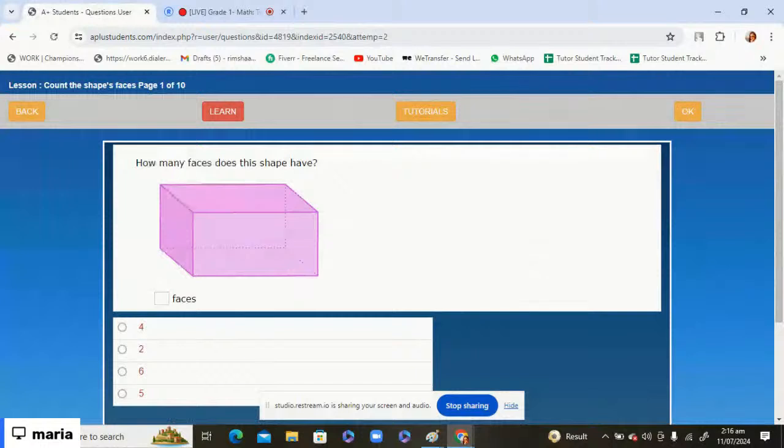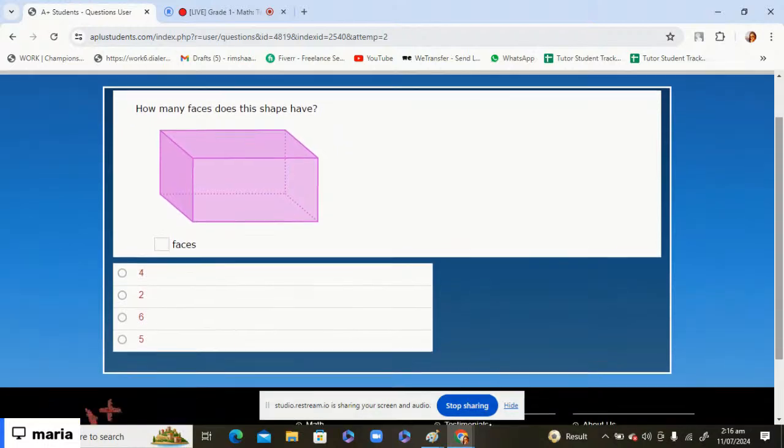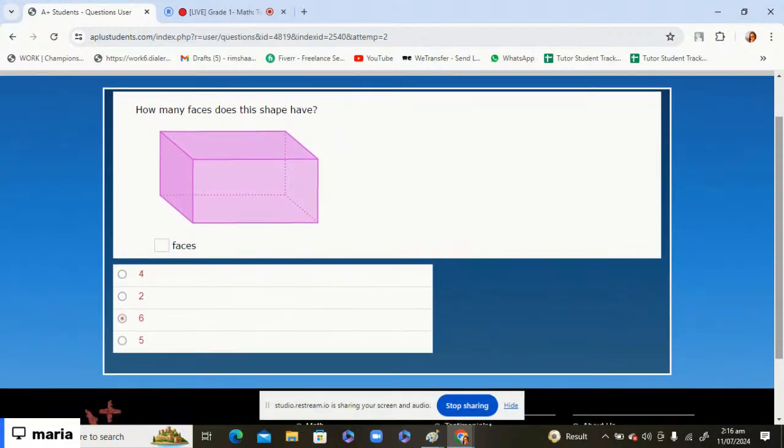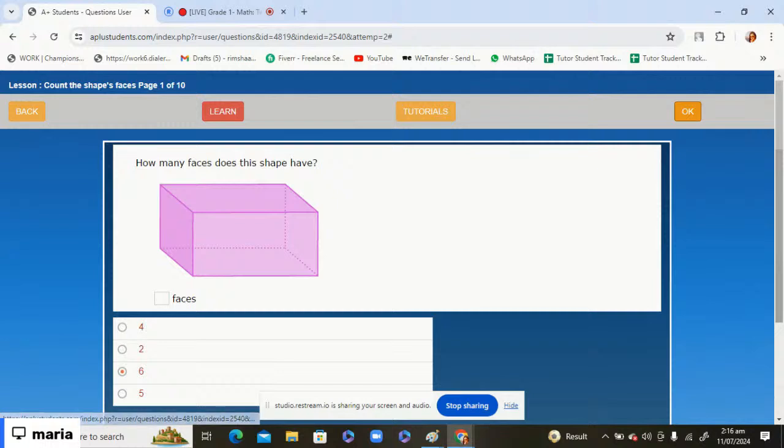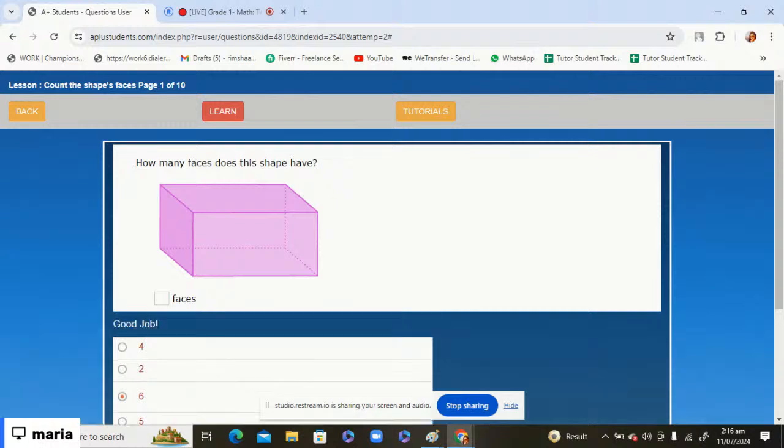Okay, so let's count it out. Here it's the top, that is first, then the bottom. That's 1 and then 2. Then it's back and front, 3 and 4. Then there are two sides, one is the right side, one is the left side. So these are a total of 6. So my answer is 6. So let's go with that option, and this is right.